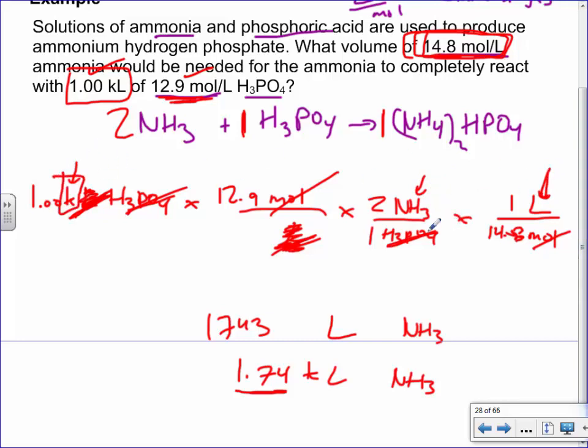So if you want to, you can actually not remove any prefixes here, like kilo or milli or centi. Leave them there, and it just means that your final answer will also be in kilo or milli or centi. It depends on whether or not you feel it's necessary or not. Make sense?